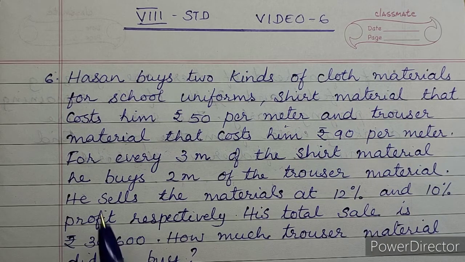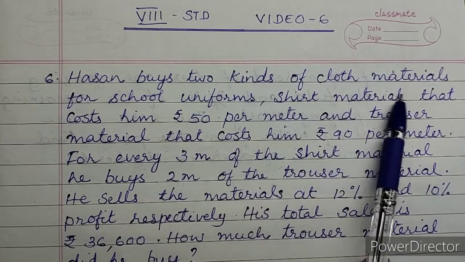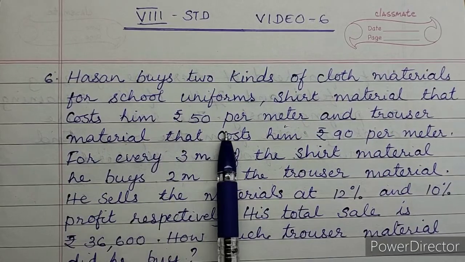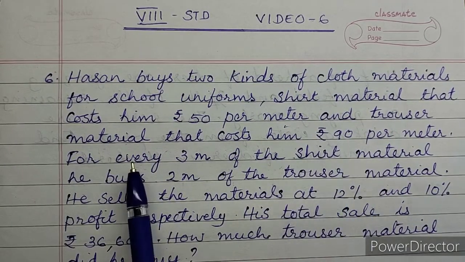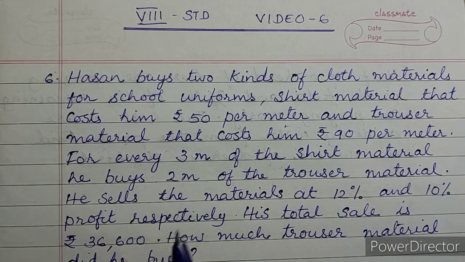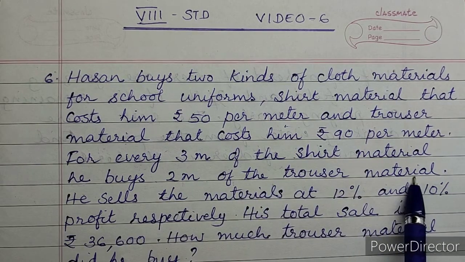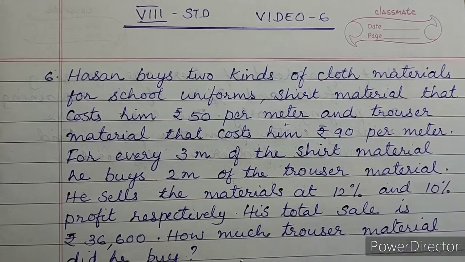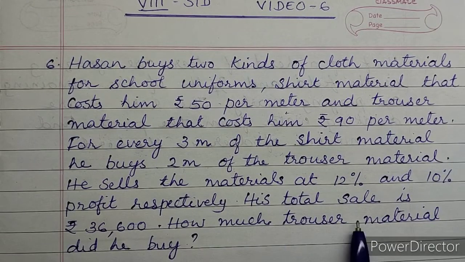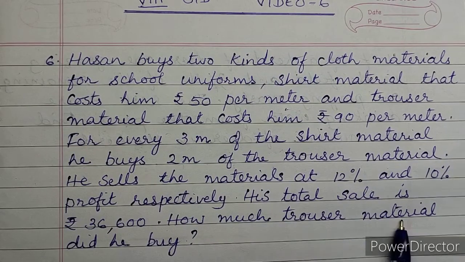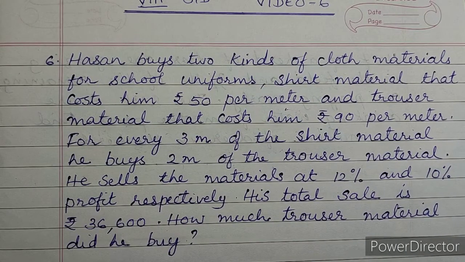So, next sum is: Hassan buys two kinds of cloth materials for school uniforms. Shirt material that cost him rupees 50 per meter and trouser material that cost him rupees 90 per meter. For every 3 meter of shirt material, he buys 2 meter of trouser material. He sells the materials at 12% and 10% profit respectively. His total sale is rupees 36,600. How much trouser material did he buy? So this is the question.